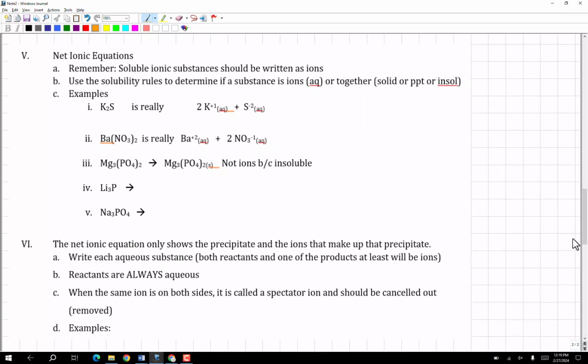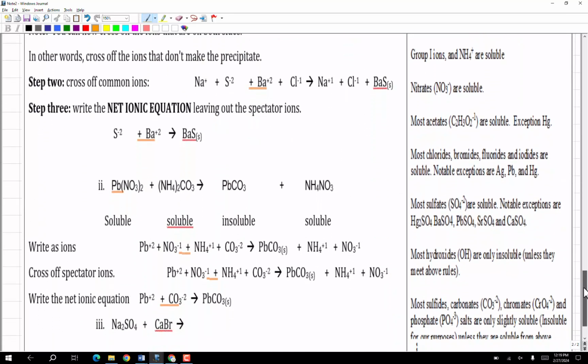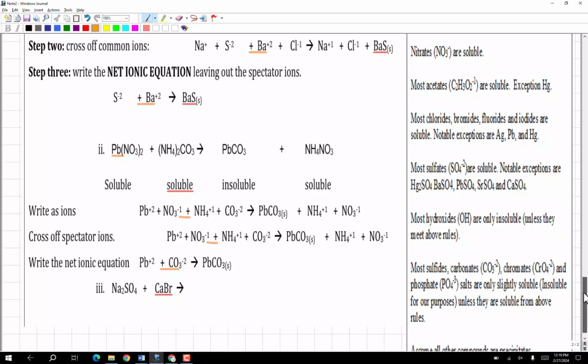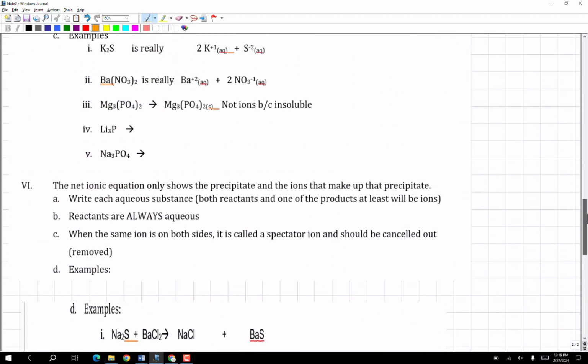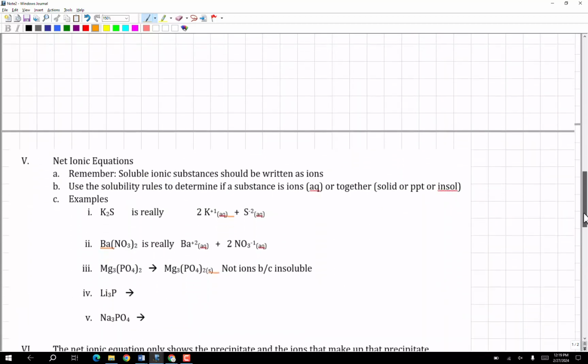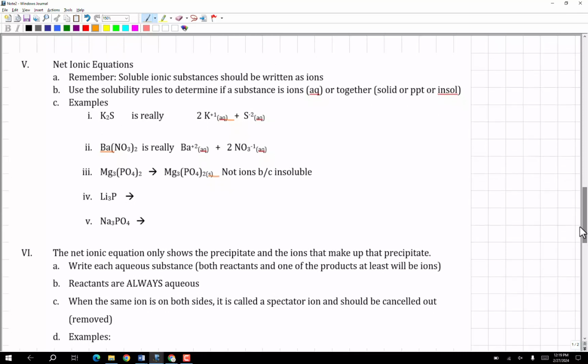Remember, soluble ionic substances should be written as ions. So anything that's soluble should be written as ions. And we're jumping back to our solubility rules. Okay, this is on the last page. The solubility rules right here. I'm going to refer to them. Okay, so soluble ionic substances should be written as ions.